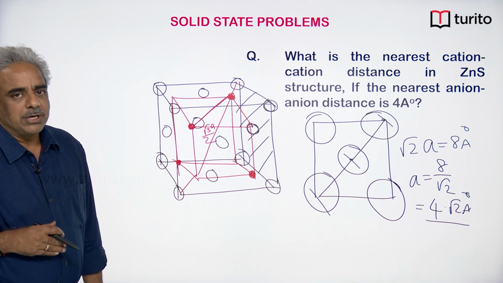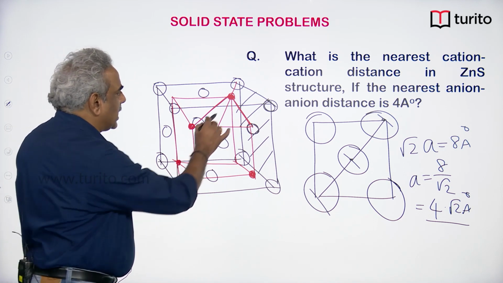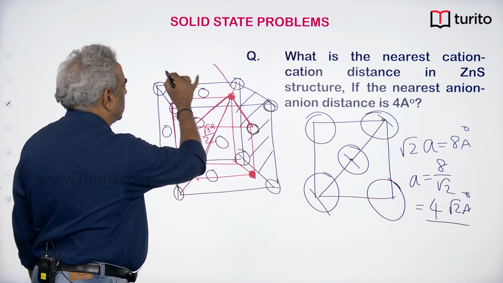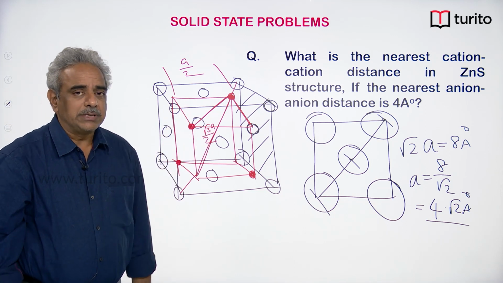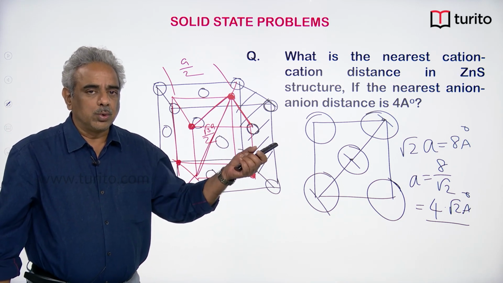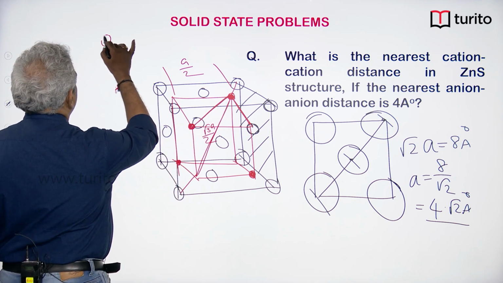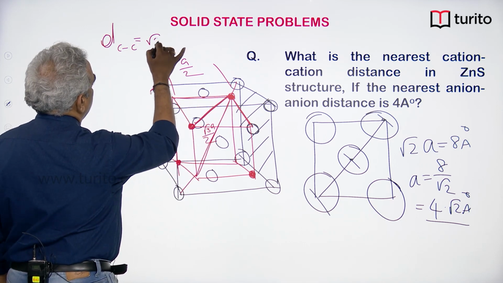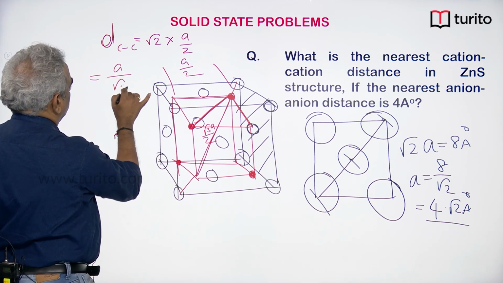So, immediately what will you understand? What is the edge length of this cube? Once the body diagonal is root 3A by 2, the edge length of this inner cube will be A by 2. If the edge length of the inner cube is A by 2, what will be the face diagonal? Face diagonal will be root 2 times that. So, the nearest cation distance will be root 2 times the edge length. Root 2 into A by 2 gives me A by root 2.